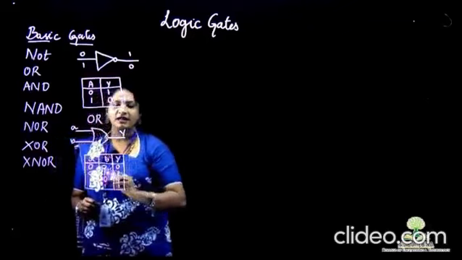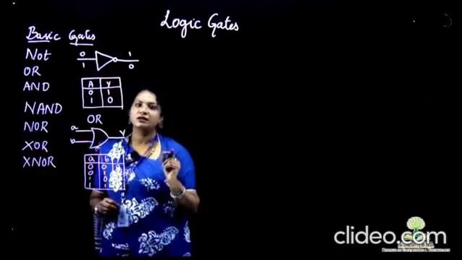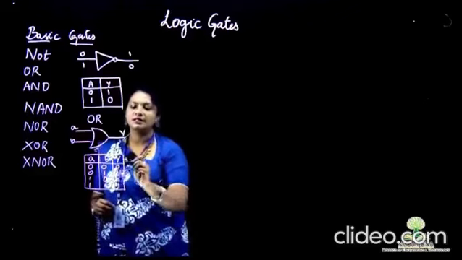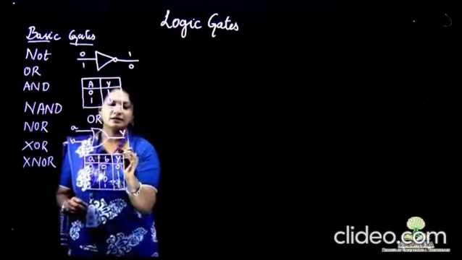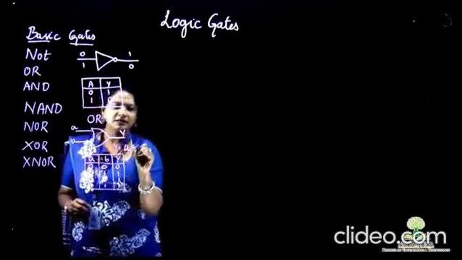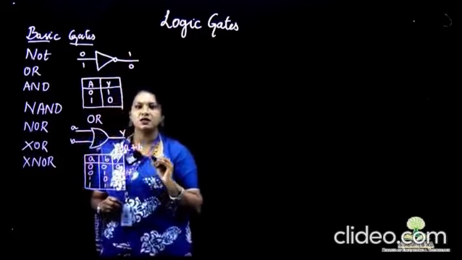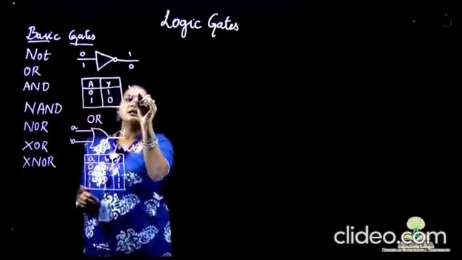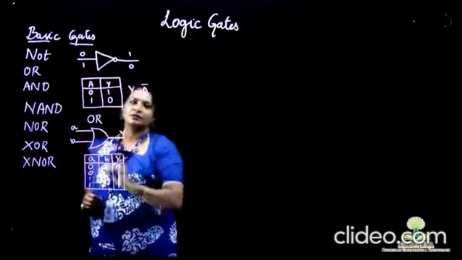That is, if at least one of the inputs is high, the output will go high. If all the inputs are low, the output will go low. Low in the sense 0, high in the sense 1. So the expression for the OR gate is Y equals A plus B, where the plus indicates the OR operation in logic gates. And the expression for the NOT gate is Y equals A bar.